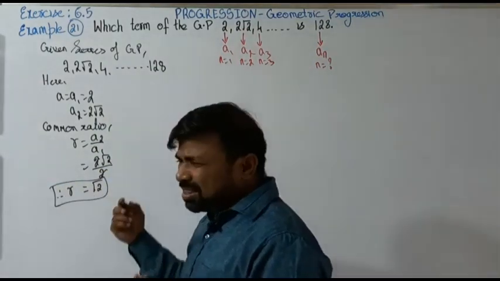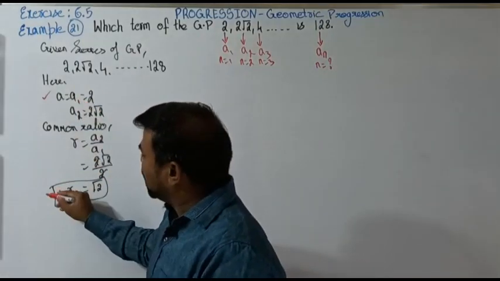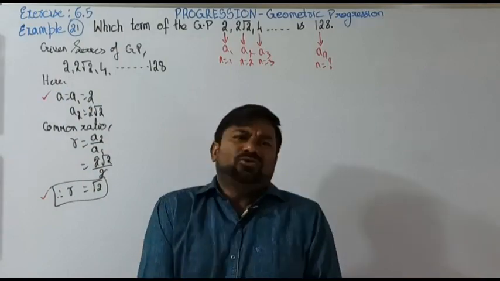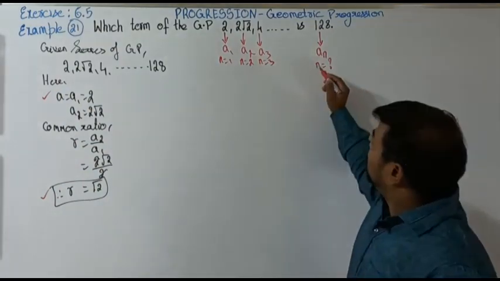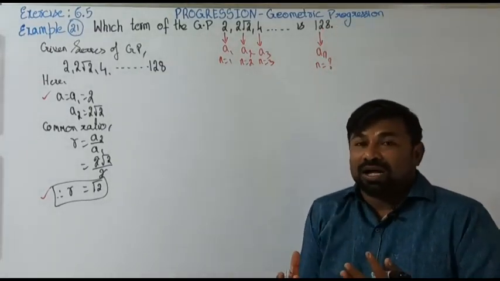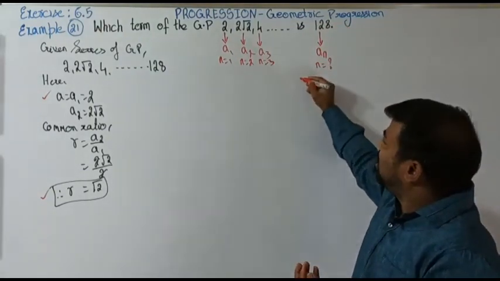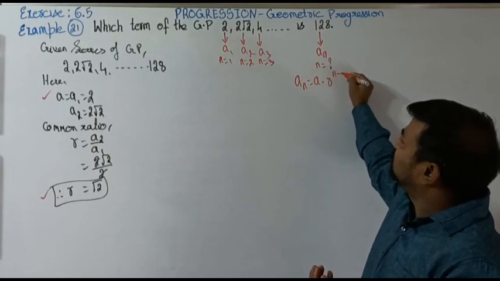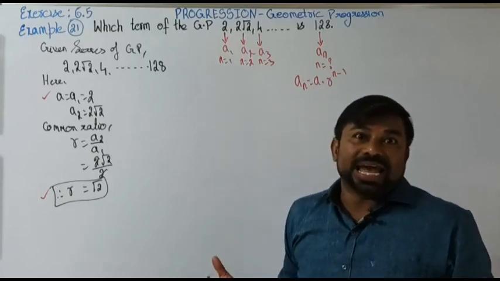Yes, we got it. After getting the values of A and R, let's think about why we are doing this. Let us jump back to what we got. He wants 128, so shall I call it the last place? Yes, it's nothing but the nth term. The nth term formula is A into R to the power n minus 1.